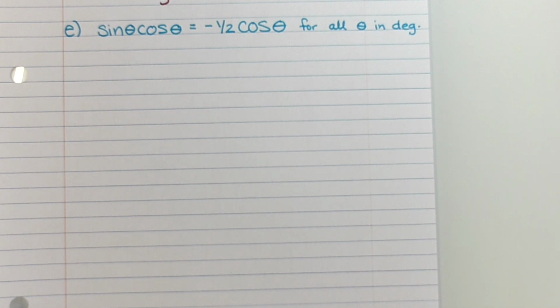Our final example we're going through today. Sine theta cosine theta equals negative 1/2 cosine theta. A problem like this causes some of the biggest issues outside of just regular algebra skills. Because when we come across a problem like this, some people have an automatic instinct of how to approach this problem, and you can do it that way, but you have to be careful of something.